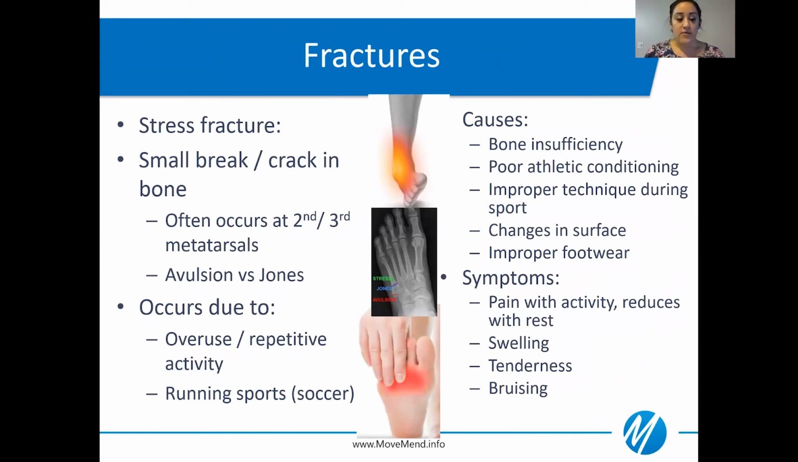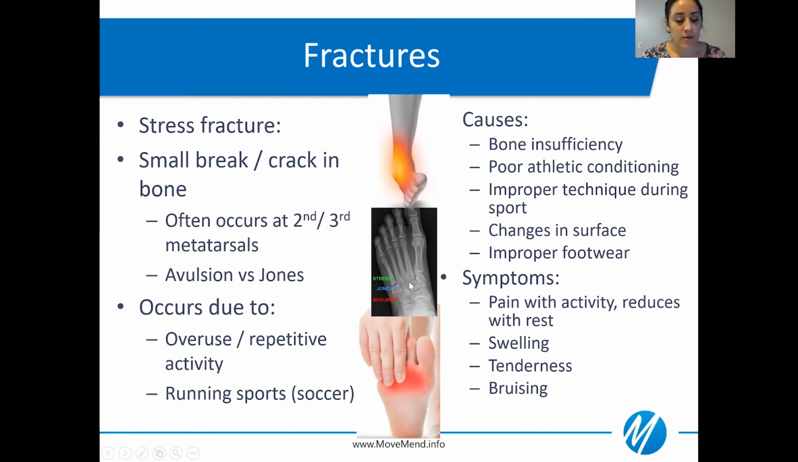All right, now we are going to talk about fractures. So stress fractures occur because of overuse and repetitive activity in running sports, specifically like soccer. A stress fracture is a small break or a crack in a bone, or sometimes even bruising within the bone. Stress fractures often occur at the second or third metatarsals or at the base of the second and third toe, as you can see right on this picture here. It'd be right about here.